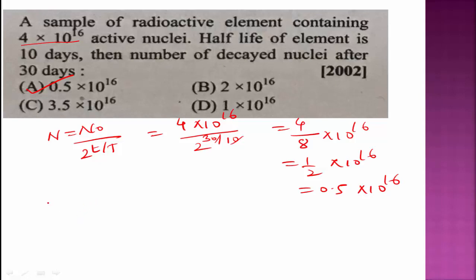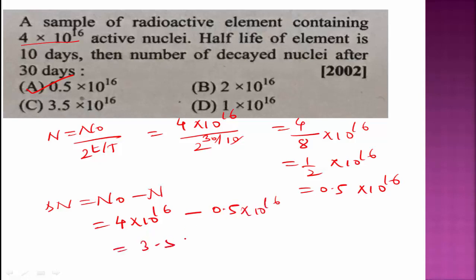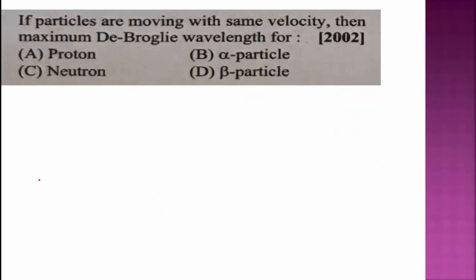After 30 days means here delta N is equal to N naught minus N. Now substitute the values: N naught is 4 × 10^16 minus the N value, 0.5 × 10^16. We get 3.5 × 10^16. Option C is the right answer. Please make this correction.